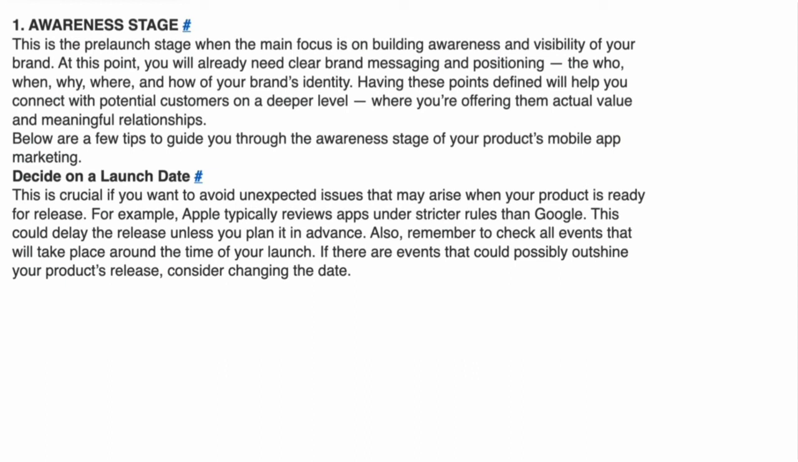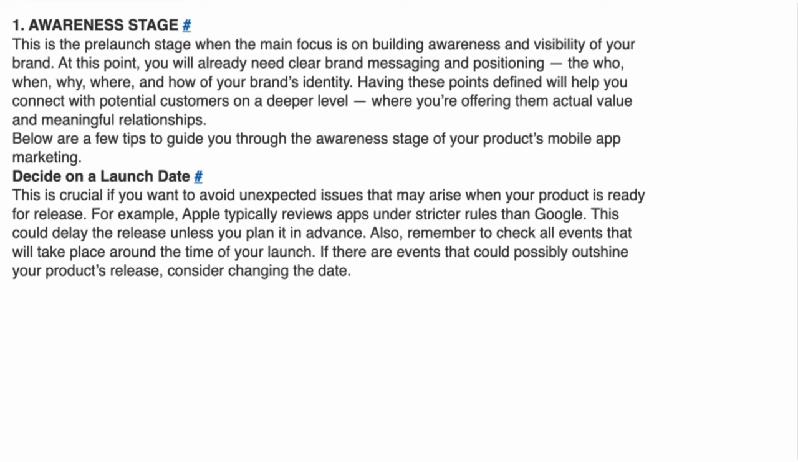Now, the first stage is the awareness stage. This is the pre-launch stage when the main focus is on building awareness and visibility of your brand. At this point, you will already need clear brand messaging and positioning, the who, when, why, where, and how of your brand's identity. Having these points defined will help you connect with potential customers on a deeper level, where you are offering them actual value and meaningful relationships. Below are a few tips to guide you through the awareness stage of your product's mobile app marketing.